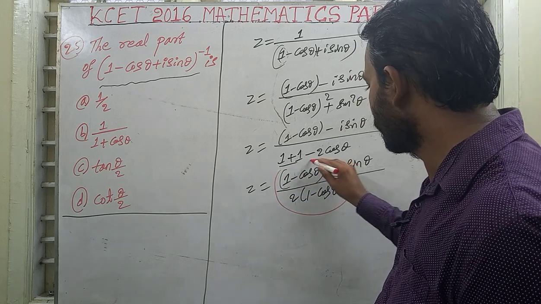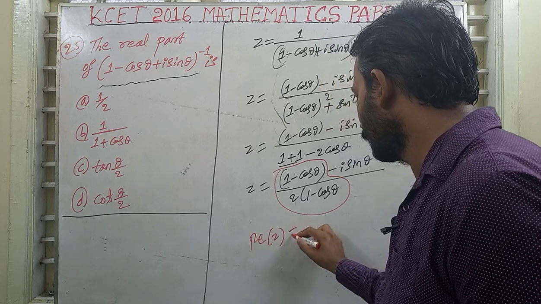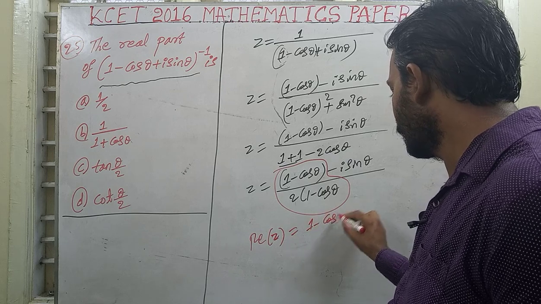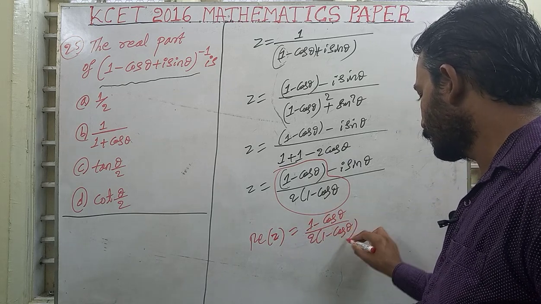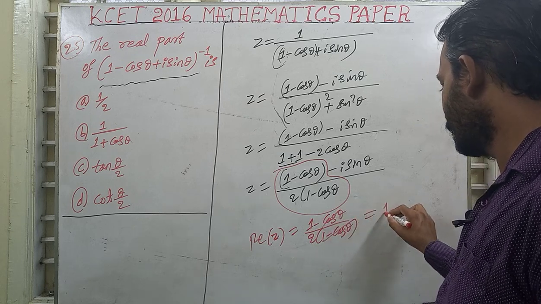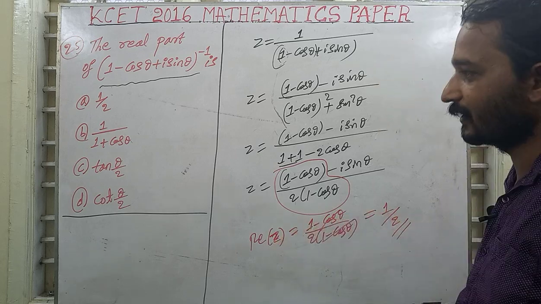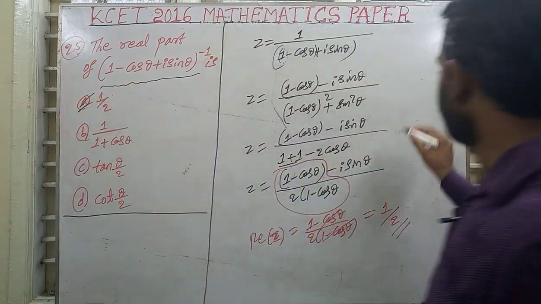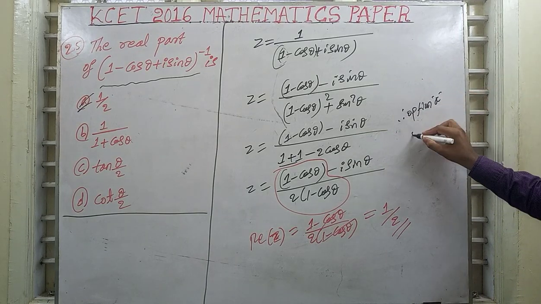Real part. Okay. So the real part of z is equal to, in this case, (1 minus cos theta) divided by 2 into (1 minus cos theta). So 1 minus cos theta cancel each other, so remaining 1 by 2. So real part of z is equal to 1 by 2. So 1 by 2 is the good answer. Option A is correct.